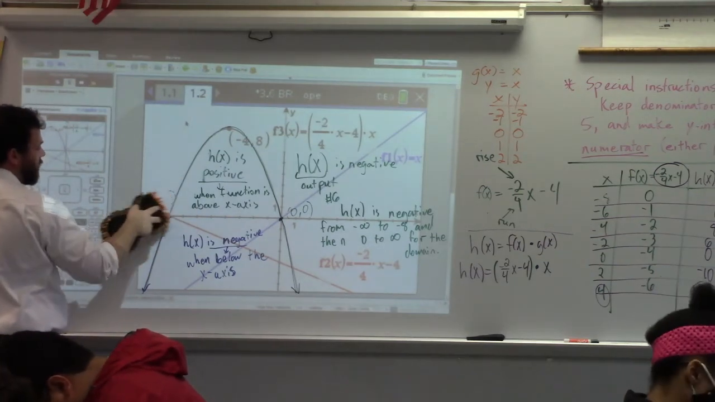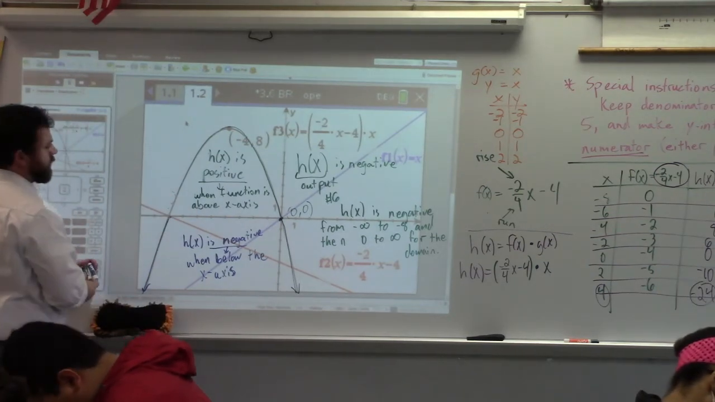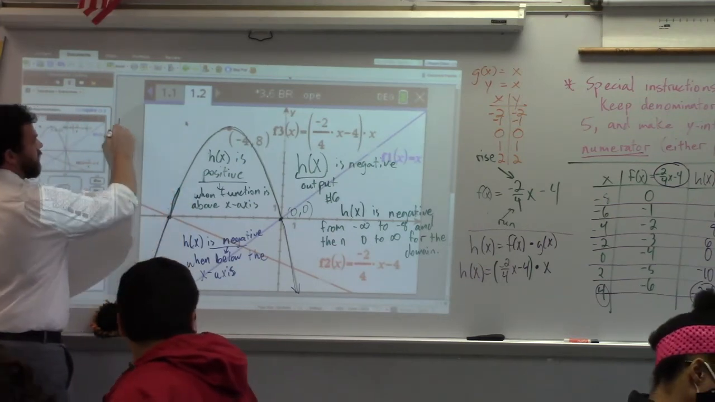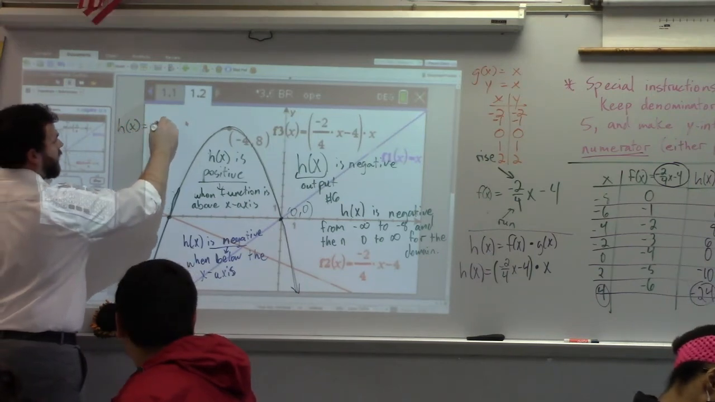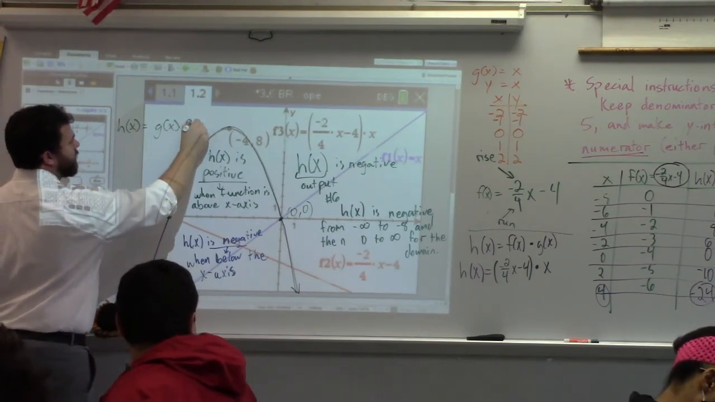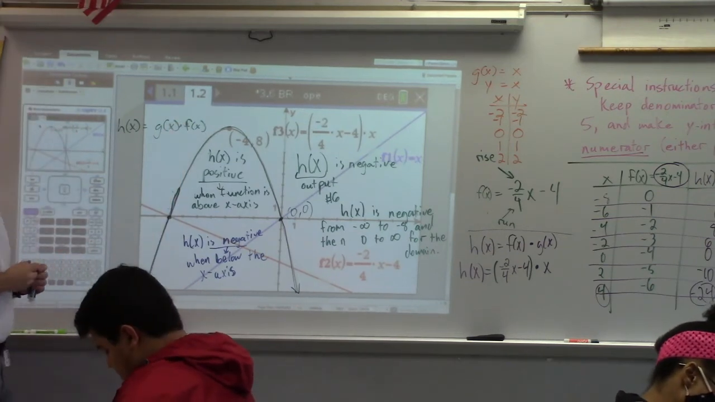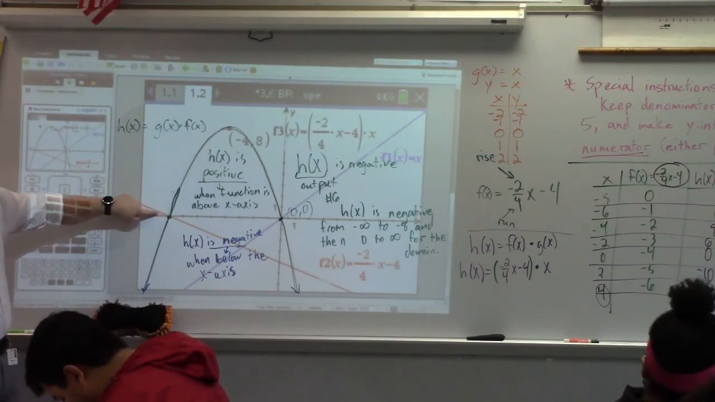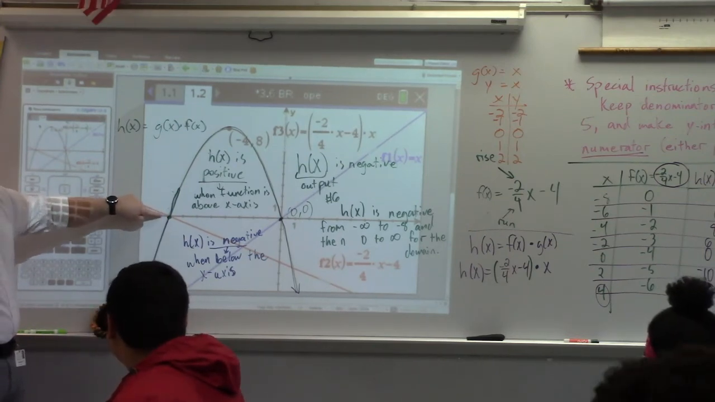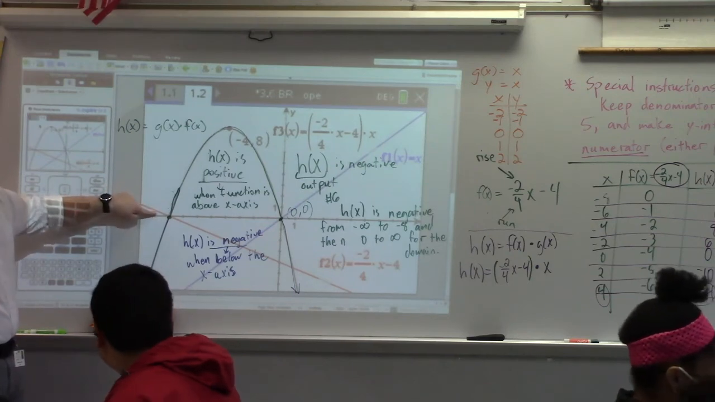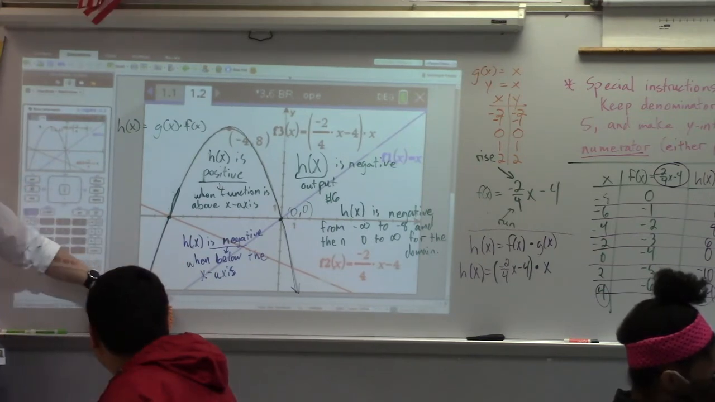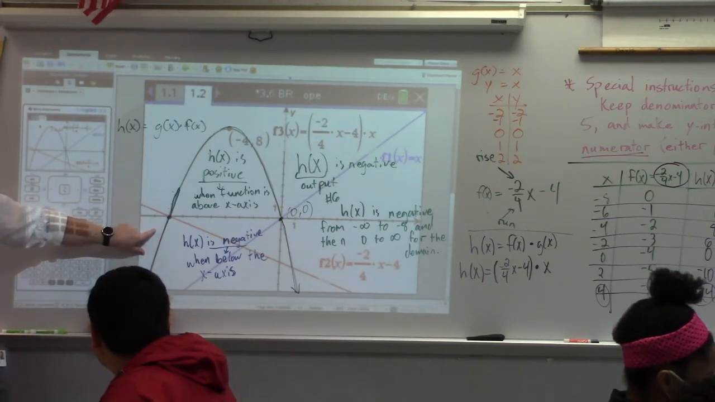Now, I do need you to remember, it's not random that this is happening. How did we get the function h of x? F of x times g of x, technically, because those are being multiplied. Notice right here, to the left of that x-intercept, what is f of x? Is that positive or negative? Positive. It's above the x-axis, so it's positive. What is g of x? It's going to be negative. What's a positive times a negative? Negative. Oh, that's why it's negative.